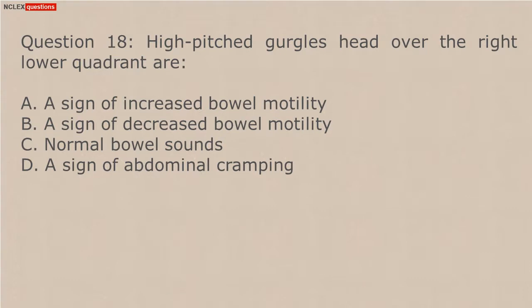Question 18. High-pitched gurgles heard over the right lower quadrant are: A. A sign of increased bowel motility. B. A sign of decreased bowel motility. C. Normal bowel sounds. D. A sign of abdominal cramping.